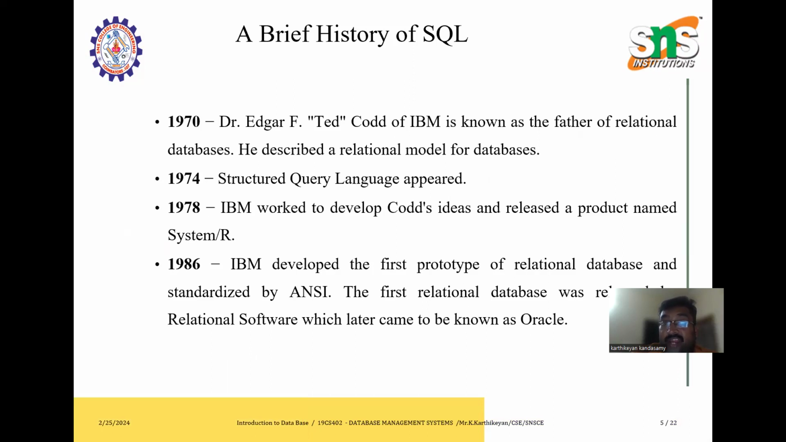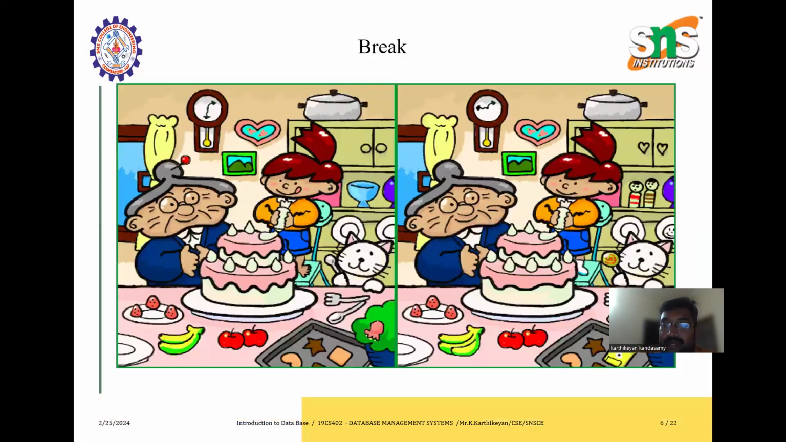In 1970, Dr. Edgar F. Codd of IBM, known as the father of the relational database, described the relational model of database. In 1974, the new structured query language appeared. In 1978, IBM worked to develop Codd's idea and released a system named System R. After 1986, ANSI standards were used, and the first relational database was called Oracle. So this is a break.